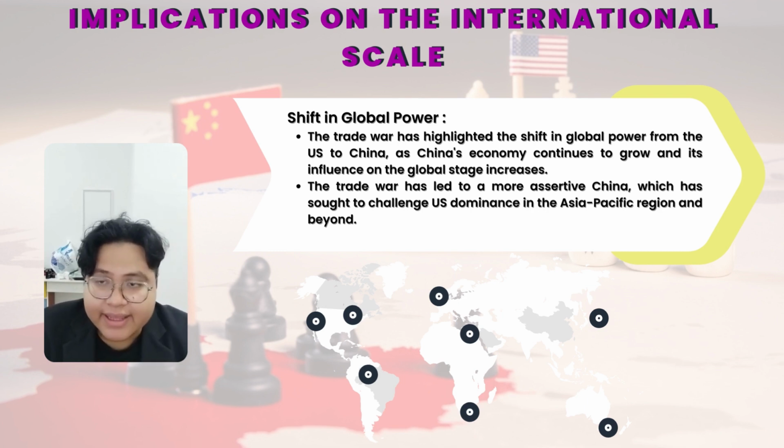Also, the impact on alliances: the trade war has strained US alliances with countries in the Asia-Pacific region, which have close economic ties with China. The United States has pressured these countries to reduce their economic ties with China, which has led to tensions in these relationships. This has given China an opportunity to increase its influence in the region and build closer relationships with these countries.